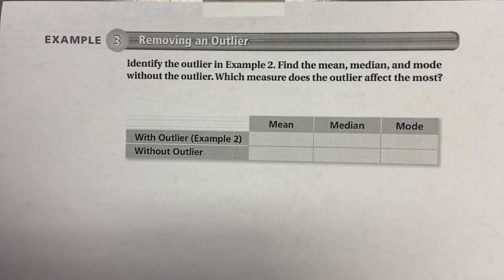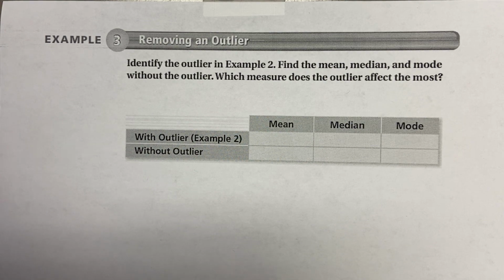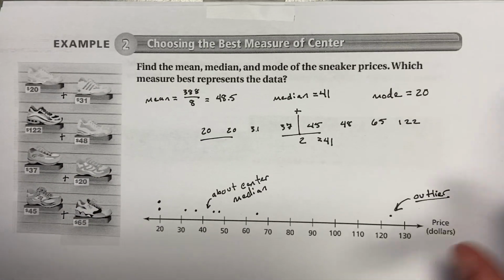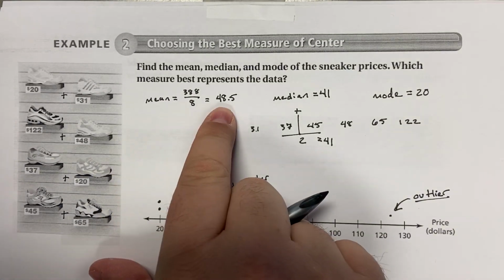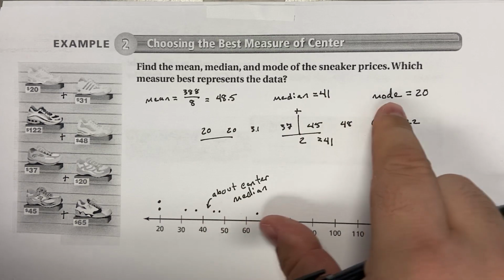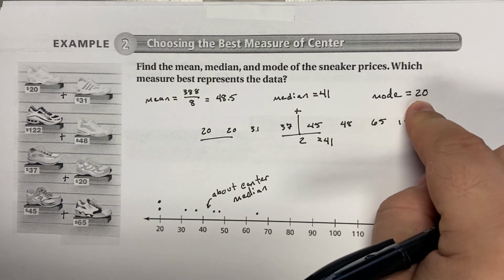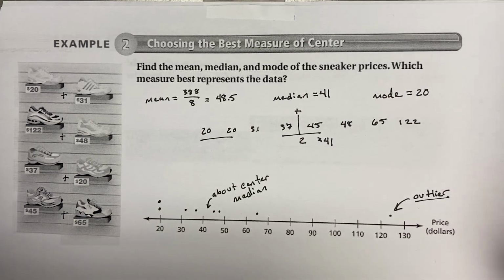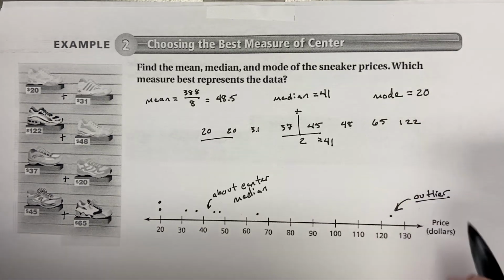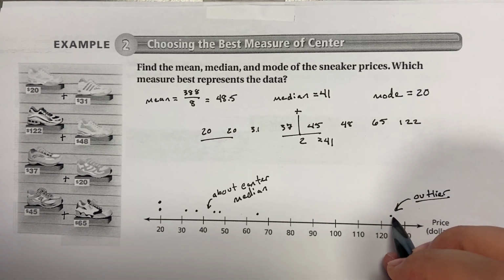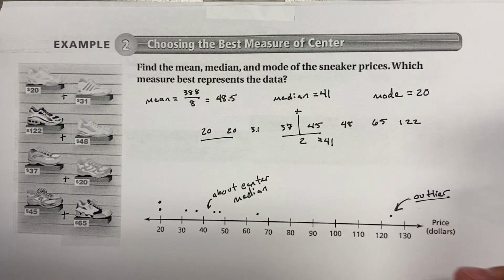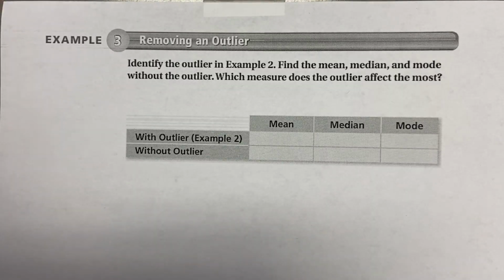Today we're going to be talking about 8.1.3. On this one, we're actually having to look back at example 2, so I'm going to put it out on the screen here for a second. And we're going to remember that our mean was $48.50, our median was 41, and our mode was 20. Now, with that taken into consideration, we are going to be seeing what effect this actually had, because again, this is called an outlier. What we want to do is see how that changes everything. So let's take a look.